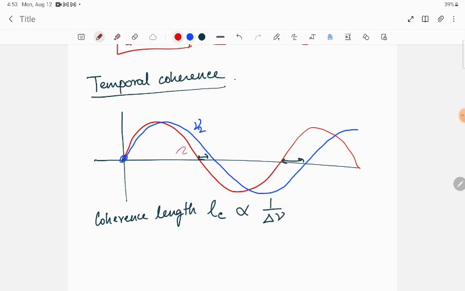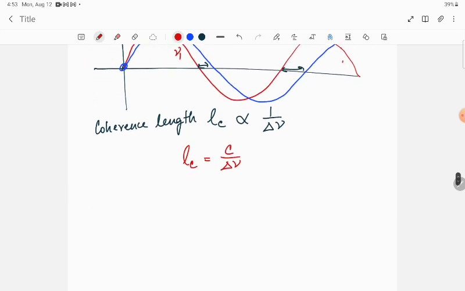So if this was nu 2, this would be nu 1, then if the difference in frequency is large, the point at which they become totally out of phase will be very short. If they are very similar in frequency, they can go a long distance until they become out of phase. So of course it is inversely proportional to delta nu, the difference in frequency of the two beams. And because it's a length, LC is nothing but C by delta nu. Now all we have to do is convert it into lambda in case you want to present it as lambda.